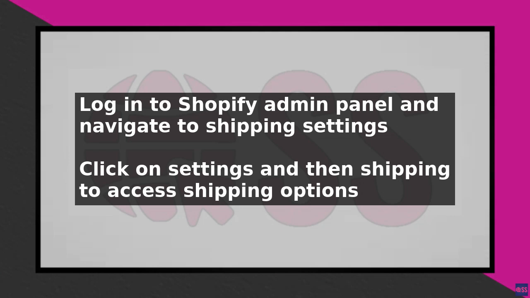First, you need to log in to your Shopify admin panel and navigate to the shipping settings. To do this, click on Settings and then Shipping. In the shipping settings, you will see a section called Shipping Rates. This is where you can set up your free shipping option.